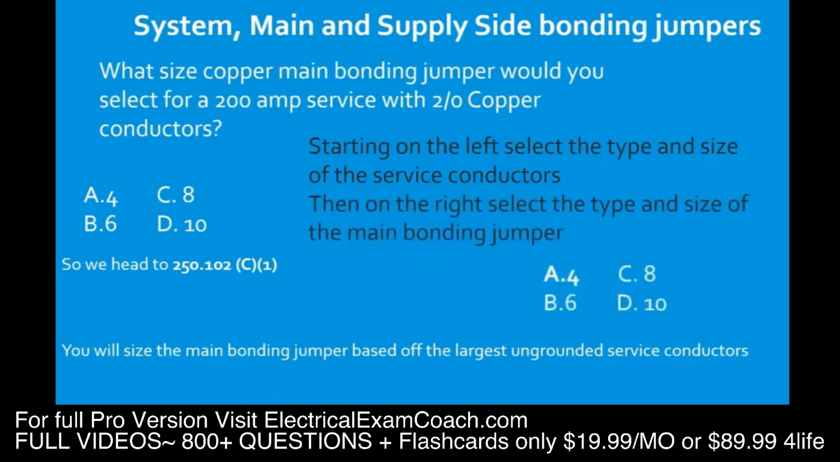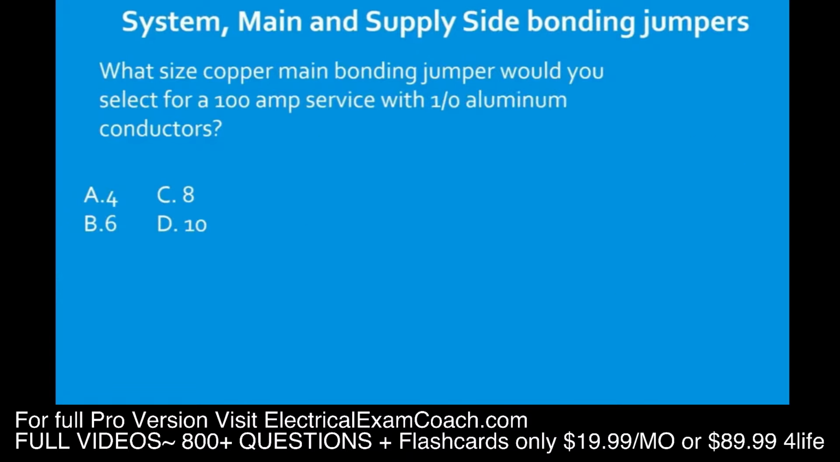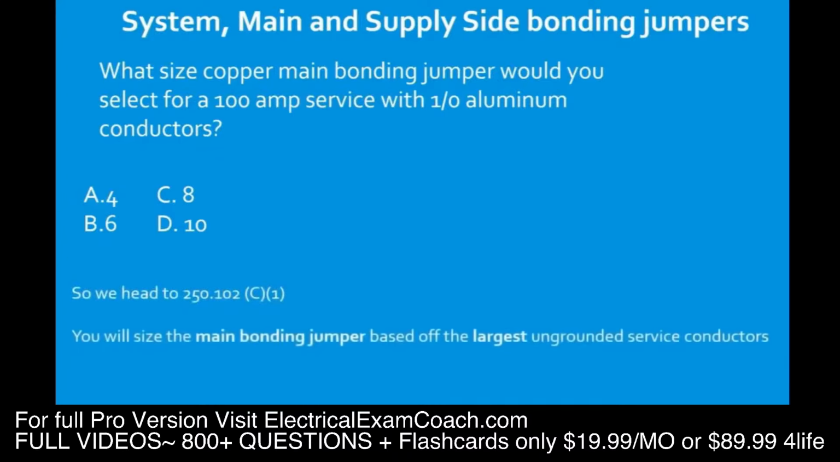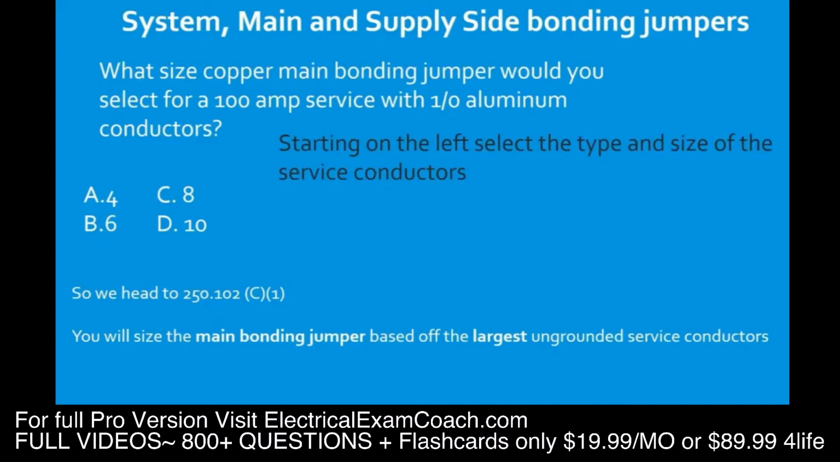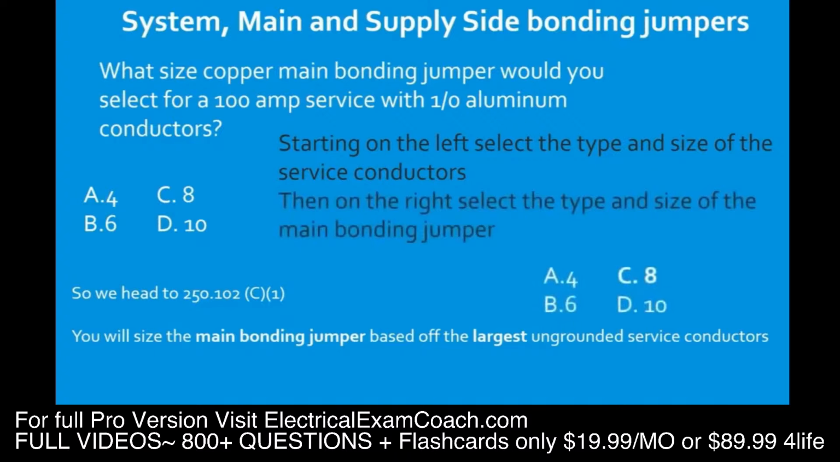Great job. What size copper main bonding jumper would you select for a 100 amp service with 1-aught aluminum conductors? So we're going to head to table 250.102(C)(1). We're going to size our main bonding jumper based off the largest ungrounded service conductors. Starting on the left-hand side, we're going to be careful to select our type and size of the service conductors. In this case, it's aluminum, so we start on the aluminum side. Then we're going to cross over to the copper side. And we're going to be careful to select C.